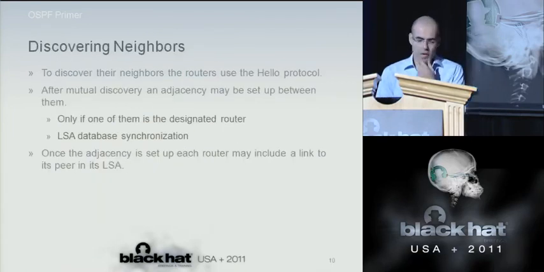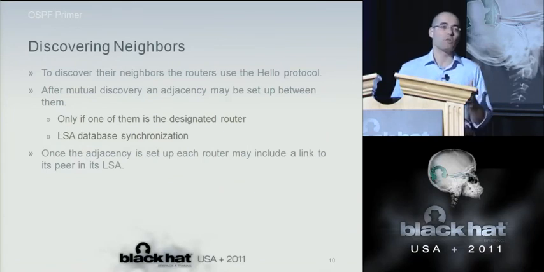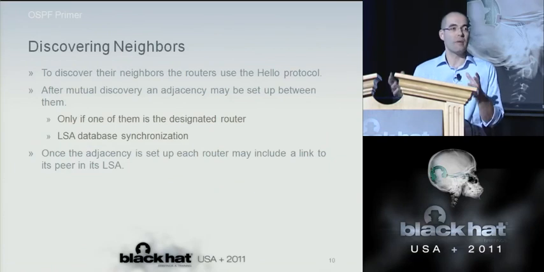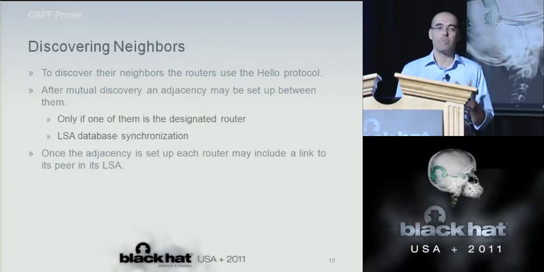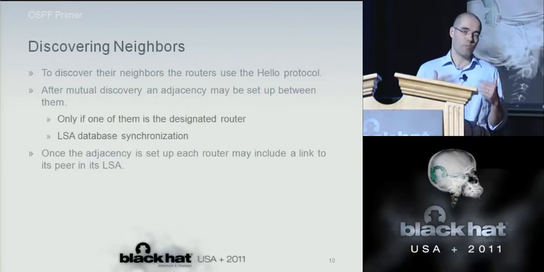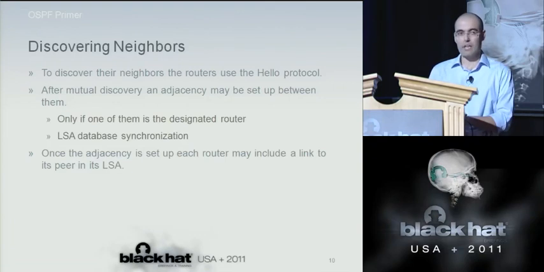Okay, so now how can a router know who its neighbors are? Well, there is a simple protocol called the hello protocol, which is defined as part of the OSPF protocol. And this is a fairly simple protocol in which every router just advertises or broadcasts a hello message on the local LAN. And this is how routers mutually discover each other.